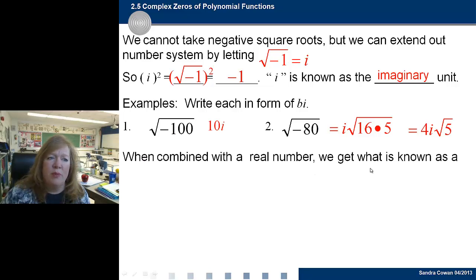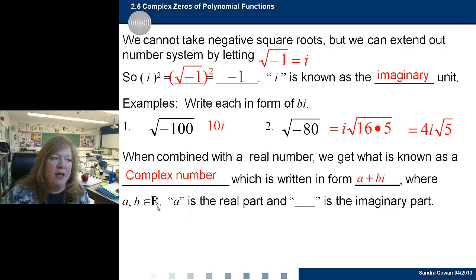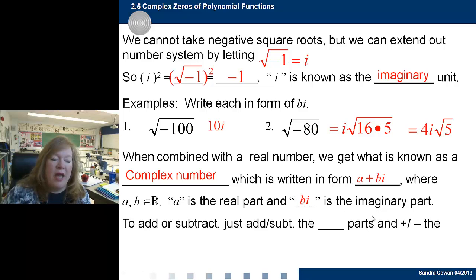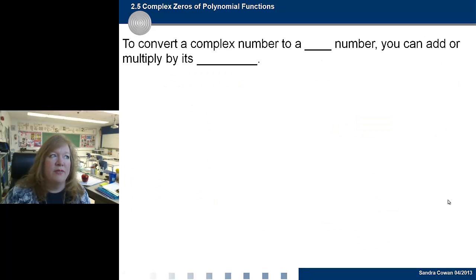When combined with a real number, we get what is known as a complex number, which is written in the form a plus bi, where a and b are real numbers. a is considered the real part, and bi is considered the imaginary part. To add or subtract, you add or subtract the real parts and add or subtract the imaginary parts. That's all there is to it. I like to treat i like a variable and just go about my business like I would with an x or a k or something like that. And then if I have any i squareds, replace them with negative 1.